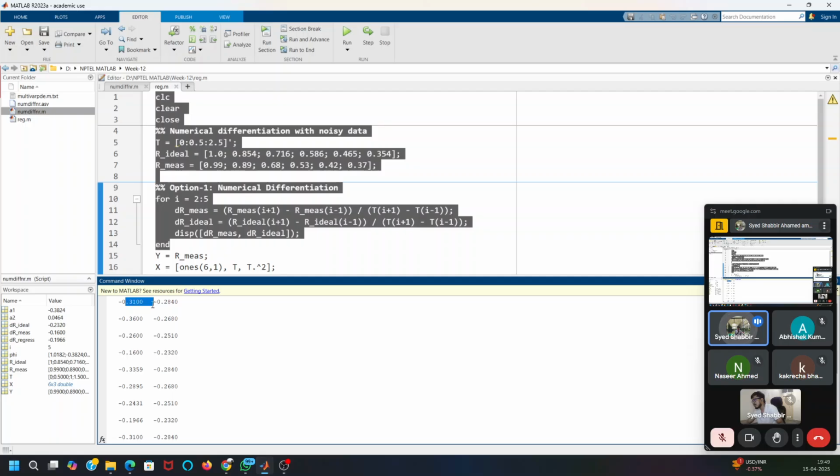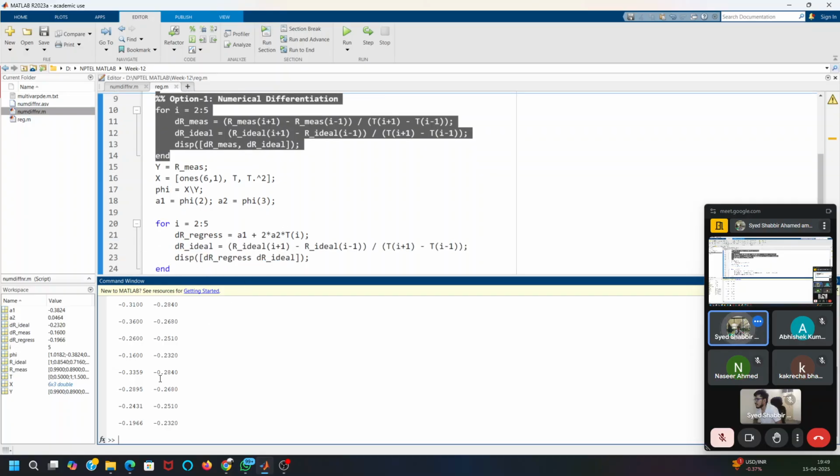Initially, you can say these two values don't have that much error for the initial time, and then as time keeps increasing, you can see the error is getting more and more. That's what will create problems in our work.